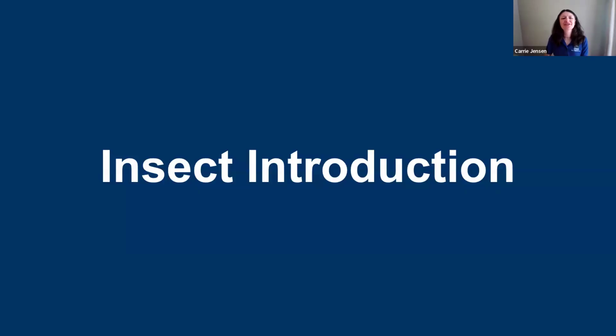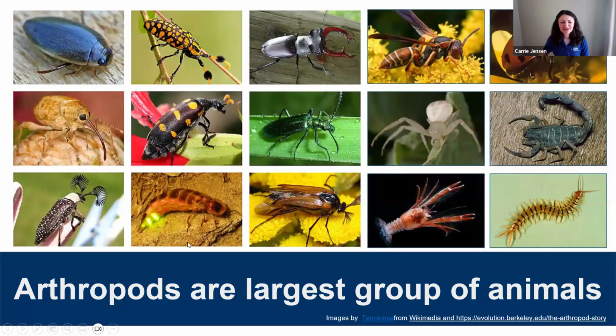Starting out with just a basic introduction to insects. I want to make sure everybody understands that insects are part of a larger group called arthropods. They are the largest group of animals. We have the kingdom Animalia, and under that, the phylum Arthropoda, which is the largest group in the animal kingdom.